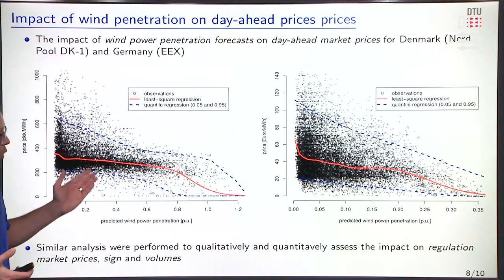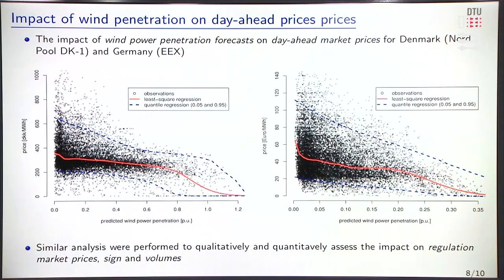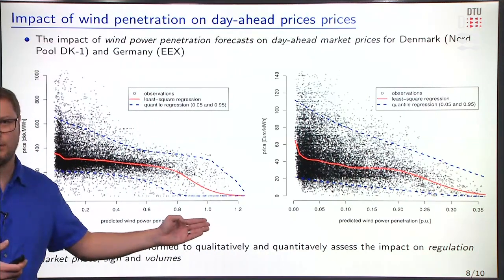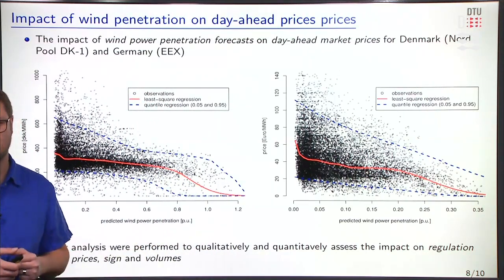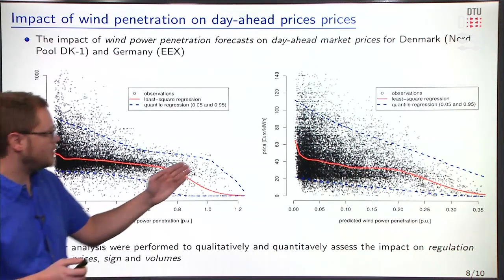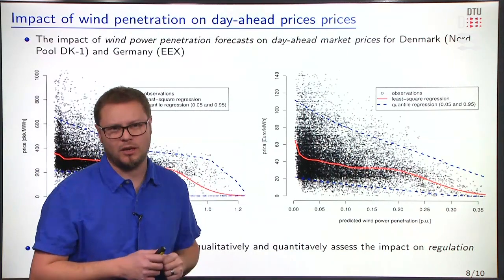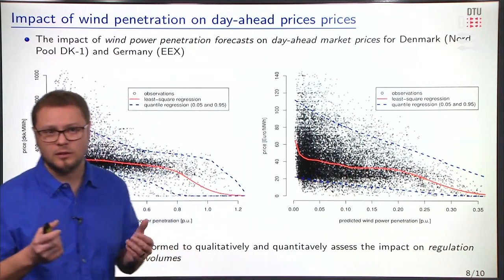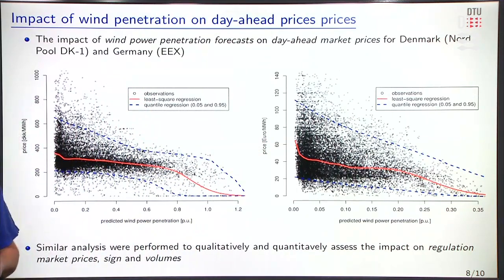And then based on all the data that were collected, one may make a regression between predicted wind power penetration, as we saw before, and the price that were observed in the market. Note that here the prices are in kroner per megawatt hour, and here the prices are in euros per megawatt hour. In both cases, the tendency is the same and support what we said before.